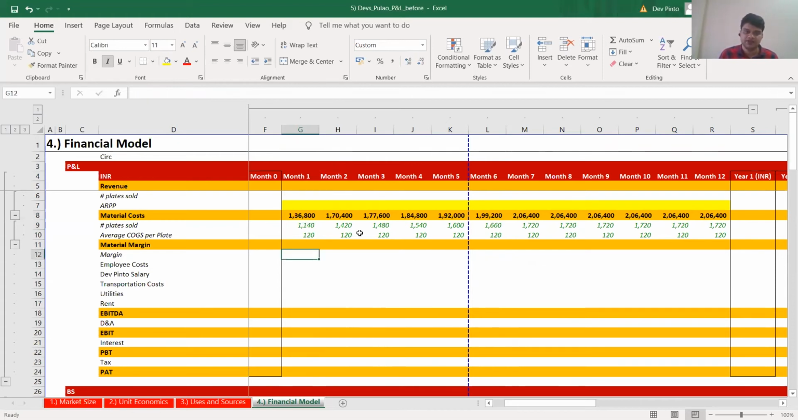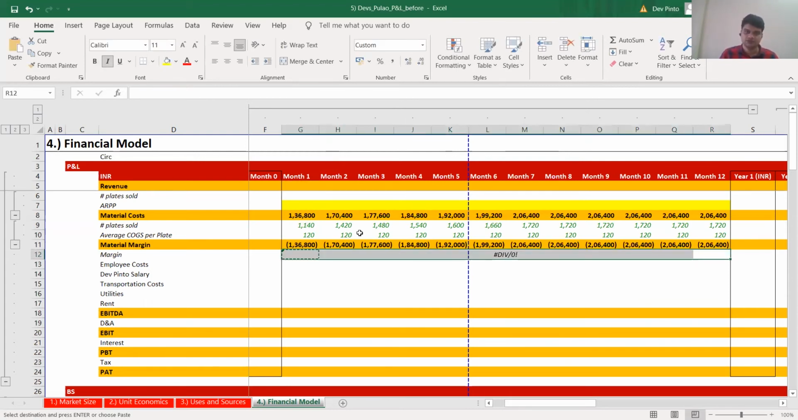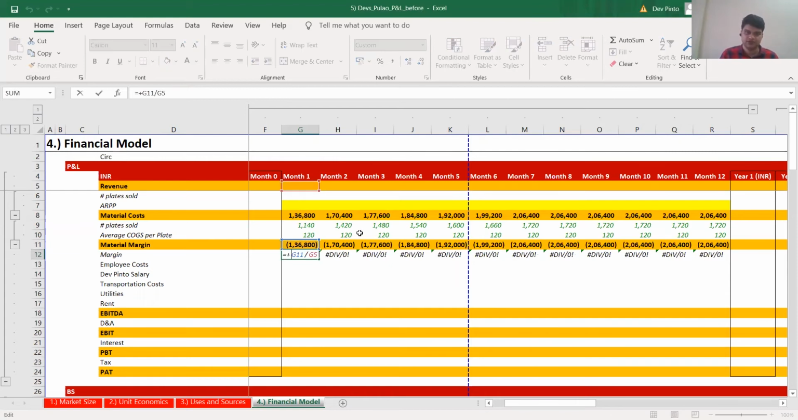So what is material margin? It's nothing but revenue minus material cost. Right now, revenue is 0. We'll come to that at the end of this video. You'll understand why I've done that. Material margin is revenue minus material cost. Let's just put an IF error over here.